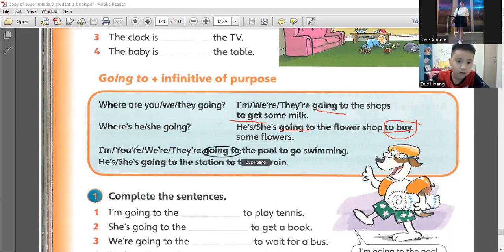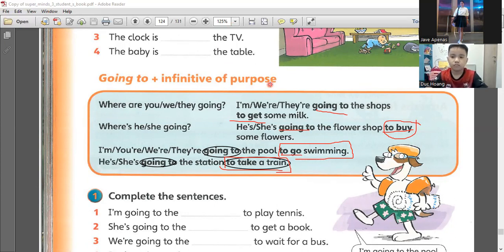And we have here, I'm going to the pool. Why are you going to the pool? To go swimming. Another one, he's going to the station. Why is he going to the station? To take a train. Exactly. That is how going to plus infinitive of purpose is used in a sentence.